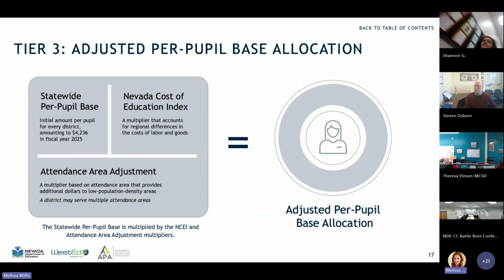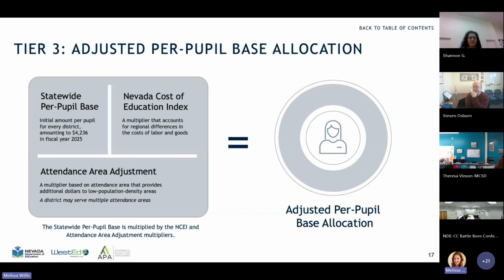Lastly, the attendance area adjustment. This adjustment accounts for the increased cost per pupil to operate public schools in smaller settings that are often in more remote and rural areas. This multiplier is based on attendance areas set by the Nevada Department of Education and provides additional dollars to support these settings and provide a reasonably equal education opportunity to their students.